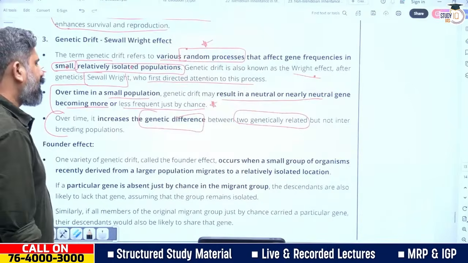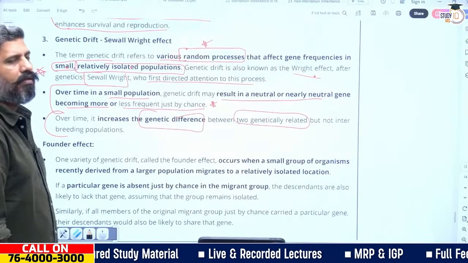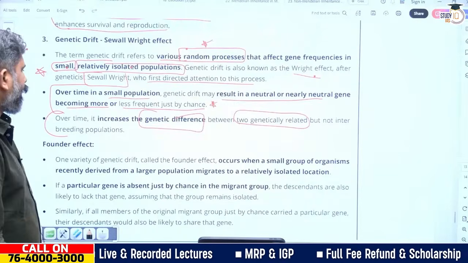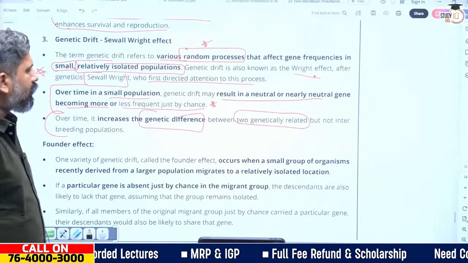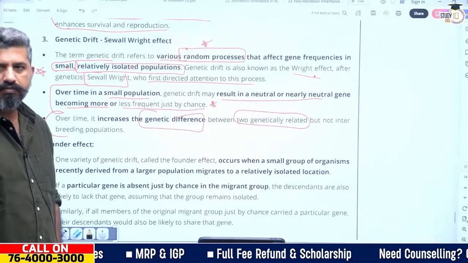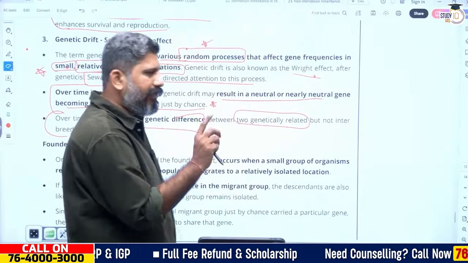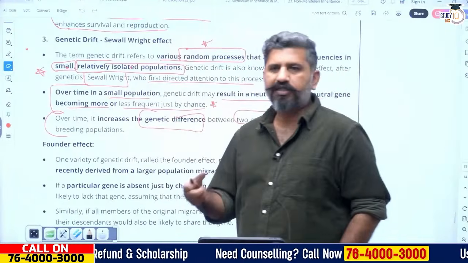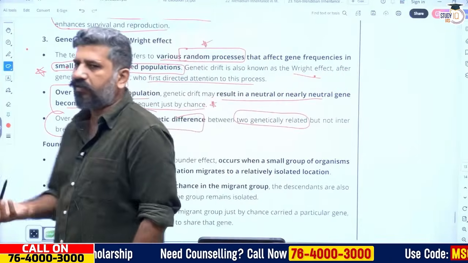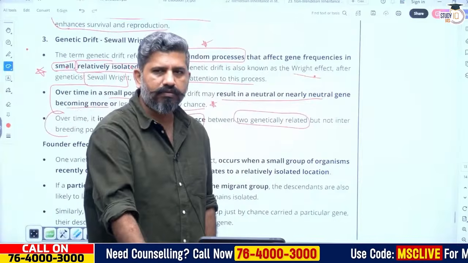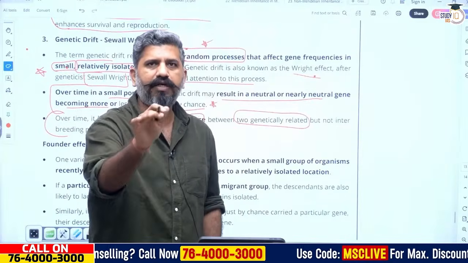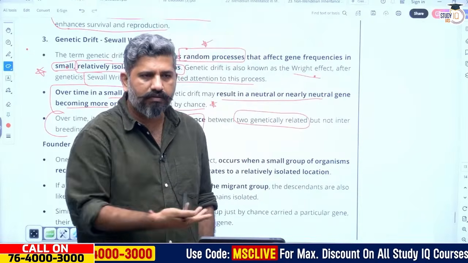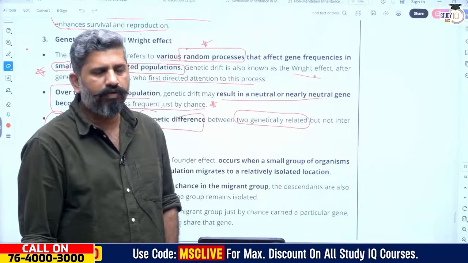Over time, it increases the genetic differences between two genetically related populations, which are not interbreeding, which are isolated from each other. They were genetically related, but they got isolated from each other. And isolation is what? Reproductive isolation. Isolation doesn't mean that they went and sat far away. Eventually, the main focus here is what? Reproductive isolation, because that is what is going to have what? Consequences for us from an evolutionary perspective.